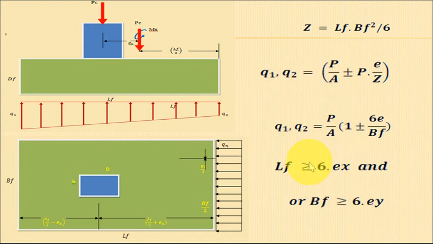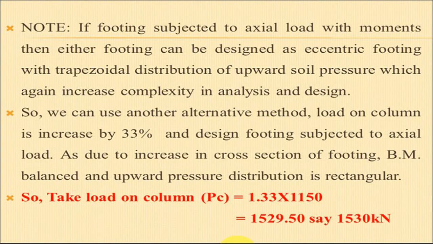And this can be done by checking Lf should be greater than or equal to 6 times ex, and if the bending is along the y direction, Bf should be greater than or equal to 6 times ey. Instead of this we have done it this way. Take the load on the column. Actual load on the column is 1150. Instead of this we have considered increasing the load by 33%. That's why 1.33 multiplied by 1150, it is 1529.